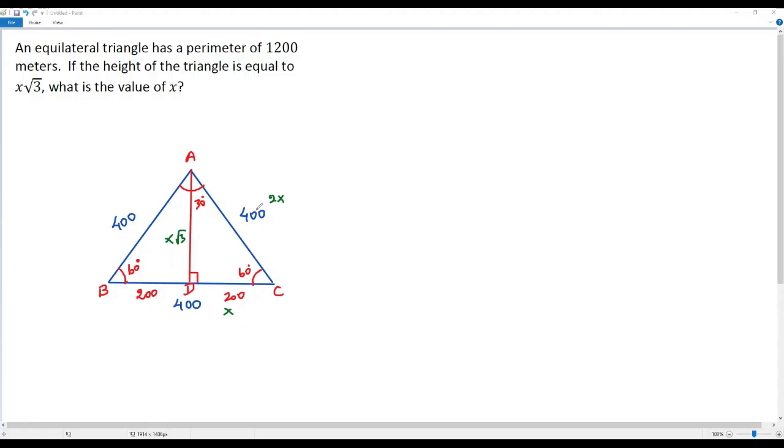But already we have the length of the side AC, that is 400. So this 2x and 400 both represent the same thing, the length of AC. So we can equate them. 2x equals 400. Now let's divide both sides of this equation by 2 to solve for x. Then we get x equals 400 divided by 2, which is 200.